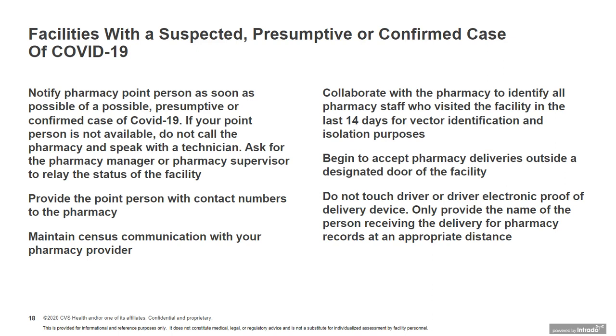Once a positive case is confirmed, the pharmacy will assist you to identify all of the pharmacy staff and couriers that have been in your building for the past 14 days so that not only you, but we can implement vector tracking and put into place our quarantine protocols if necessary.